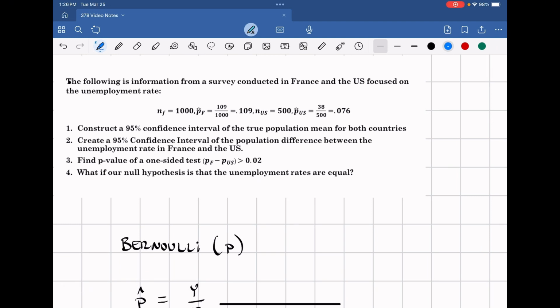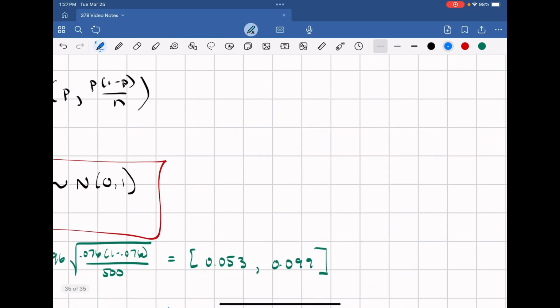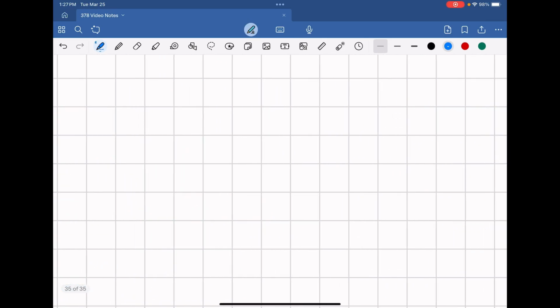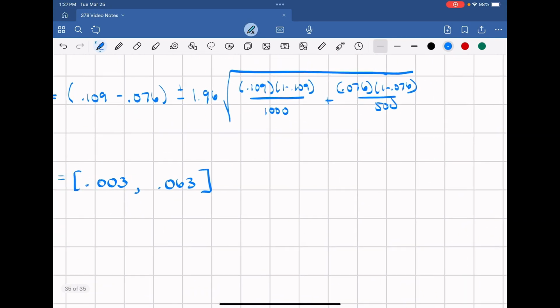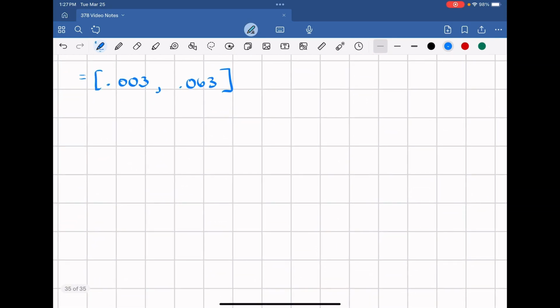Now let's go to question 3. Let's find a p-value of a one-sided test where PF minus PUS is greater than 2. So we're asking whether the difference between the unemployment rate of France and the US is greater than 2 percentage points. Let's go ahead and do that right here.